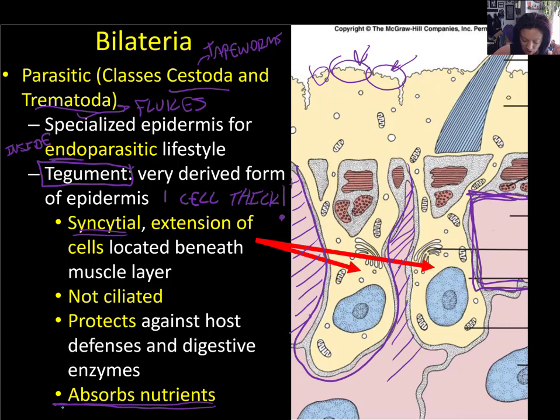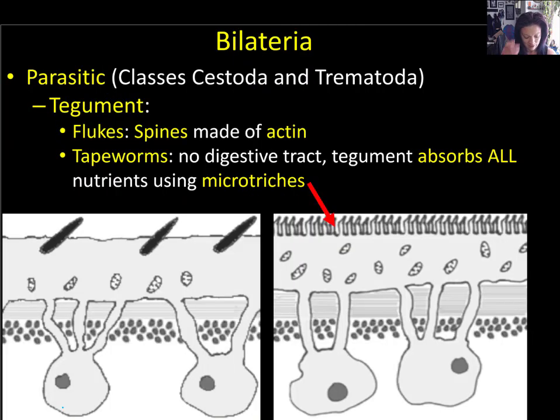Cestodes don't have digestive tracts. Because their tegument is so good at absorbing nutrients, they don't need them. I'll show you what I mean. So that's the second point here. I'm going to skip ahead to it.